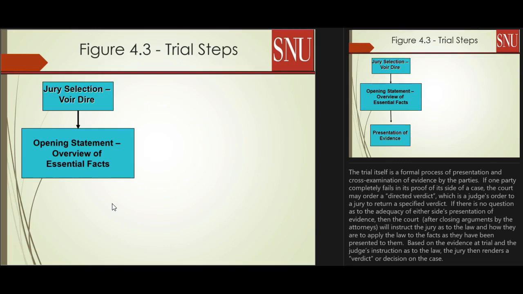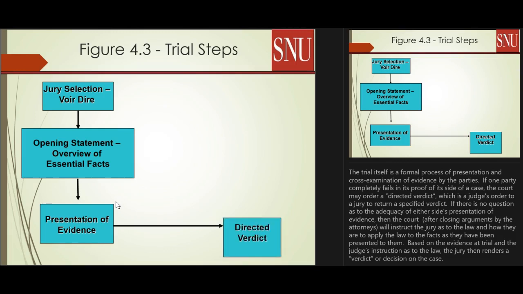Each attorney gives an opening statement. This is an overview. They tell the jury what they're going to prove. They're going to tell why their client is not guilty or why the defendant is guilty. And it has no evidentiary purpose. It just lets the jury know how the case should be laid out. Then the presentation of the evidence comes down in the trial in front of the jury.